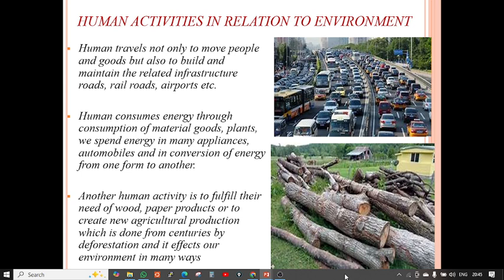Another human activity is fulfilling the need for wood and paper products, and creating new agricultural production, done for centuries, which causes deforestation. Whenever you utilize different kinds of paper, wood, or furniture, as we already discussed, that also creates a lot of degradation in the environment.